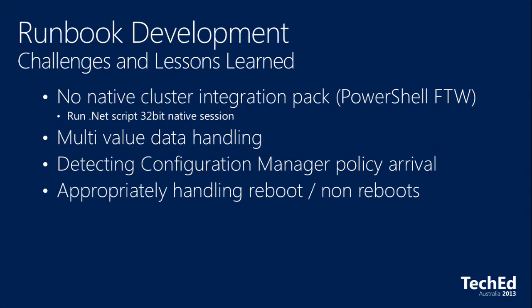So for instance, if I was to run a script that determined every file at the root of C and then send an email when it's done, if there's 30 files at the root of C, I would send 30 emails. So part of runbook design, one of the first challenges you get over when learning to write Orchestrator runbooks, is how to handle multi-value data, because it happens. It happens all the time.